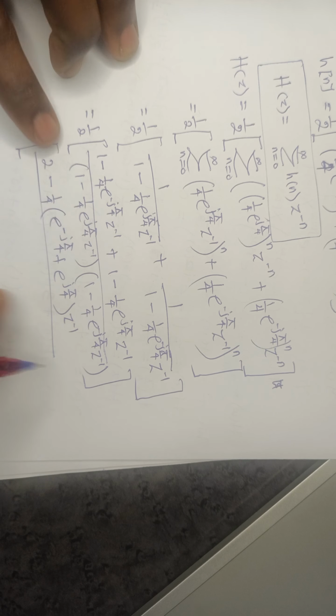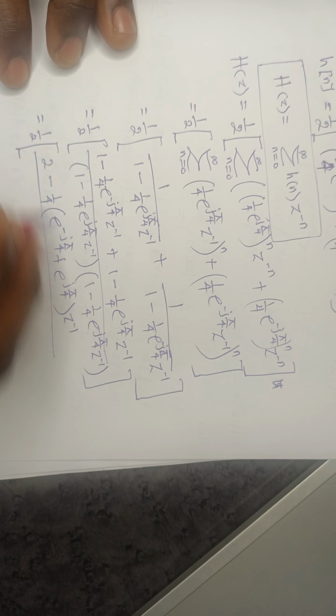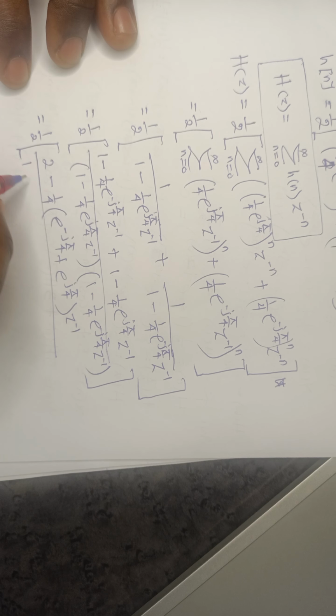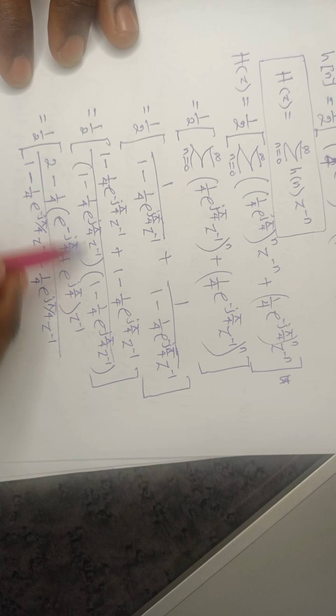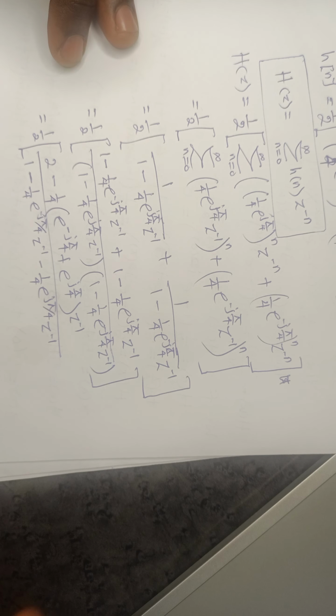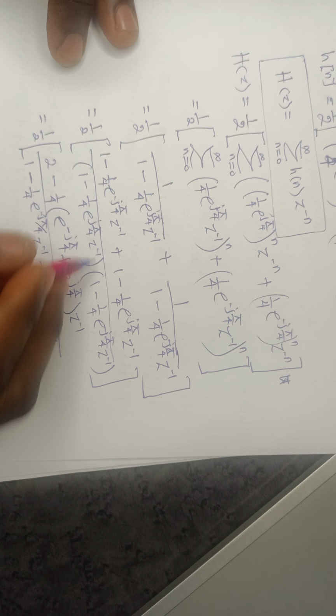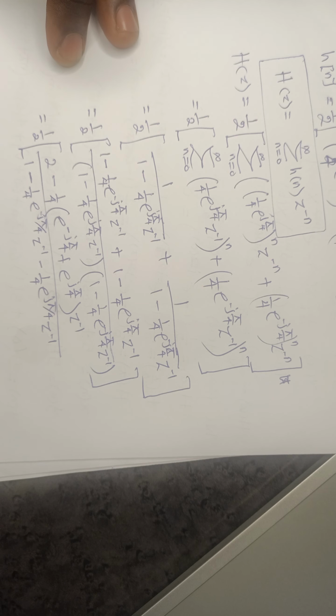If we expand this, the denominator is going to be 1 times 1, and 1 times this term is going to be 1 over 4 e raised to the power minus j pi all over 4 z raised to the power minus 1. This times 1 is going to be minus 1 over 4 e raised to the power j pi all over 4 z raised to the power minus 1, right? Then this times this, 1 over 4 times 1 over 4, that would be 1 over 4 squared, of course, 1 over 16. z raised to the power minus 1 and z raised to the power minus 1 would be z raised to the power minus 2.